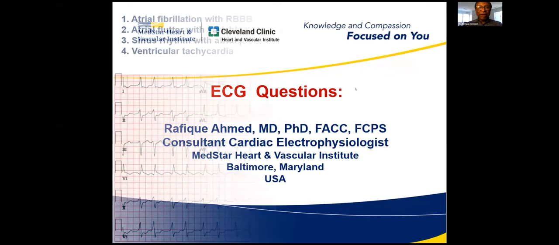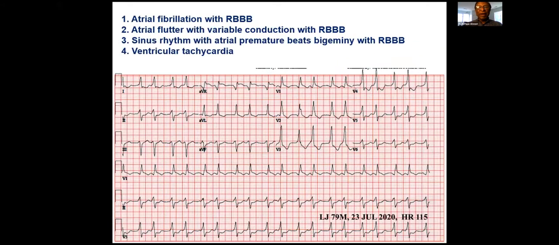So I'm going to start with one ECG. Nothing to do with this topic. I have given some choices here, and then we'll discuss this ECG. This is a 79-year-old male with a history of cardiomyopathy, ejection fraction around 25%. And I have put the heart rate at the bottom, which is 115 beats per minute.